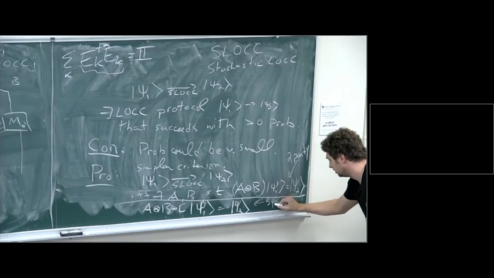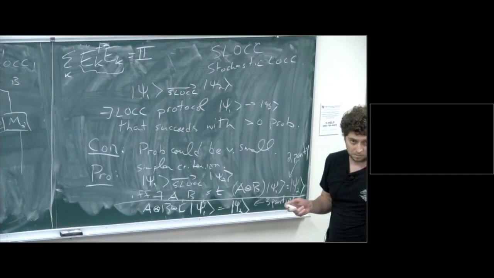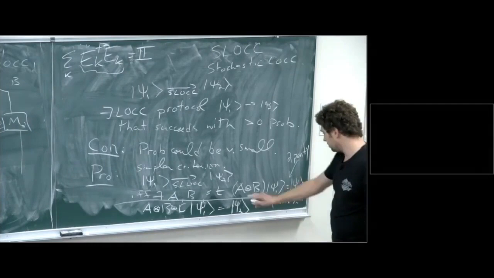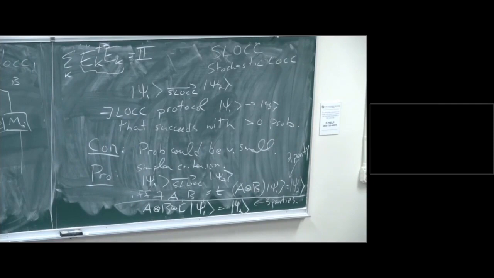So I take it that if A and B are not unitary, in the two-party case, what this means is I take A times B times psi 1, and then normalize to get psi 2. You can do that, or you can just absorb whatever normalization you were going to do into the definition of A and B. Yes.